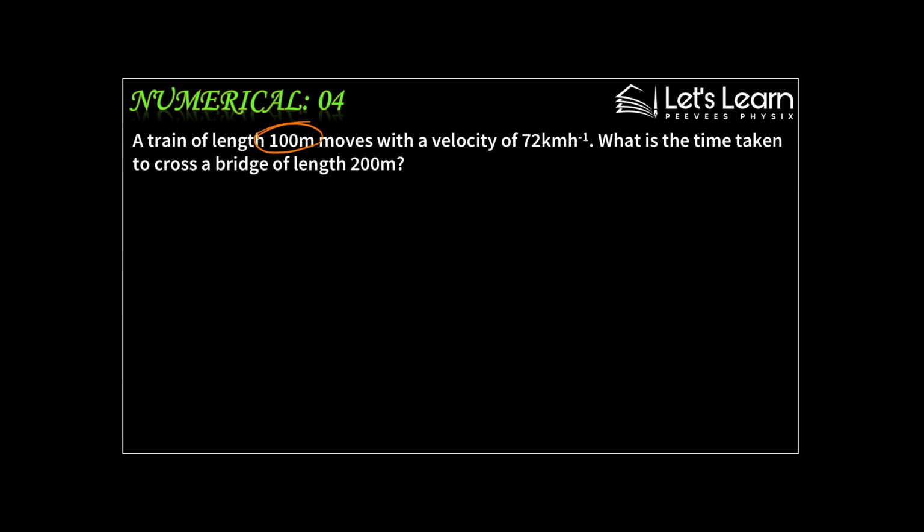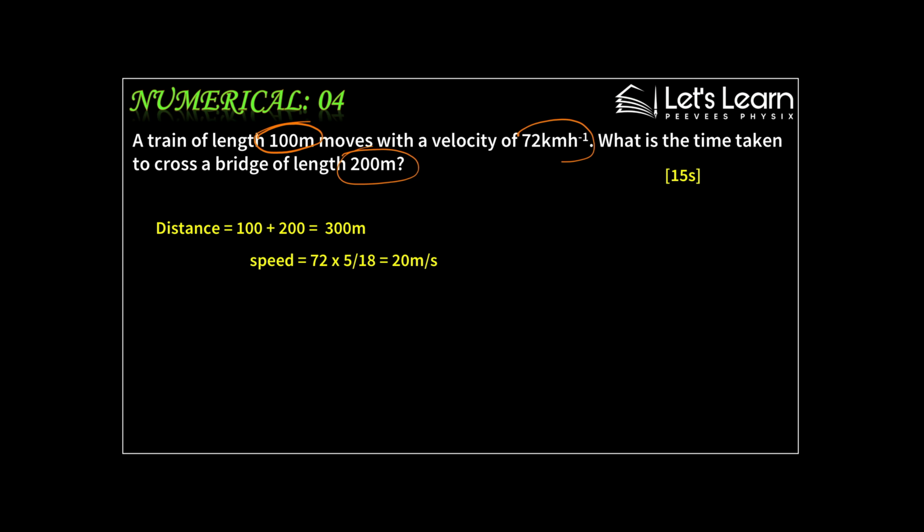Length of the train is 100 meter. Length of the bridge is 200 meter. So how much is the total distance that has to be traveled by the train? Add them together. 300 meter. How much is the speed? As before, 72 km per hour. Change into meter per second. 72 times 5 by 18, which gives you 20 meter per second. What do they wanted? Time. Distance divided by speed. How much is the distance? 300 meter.